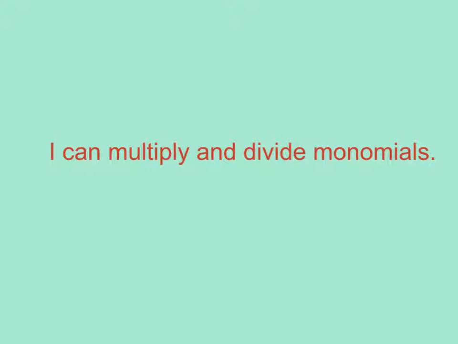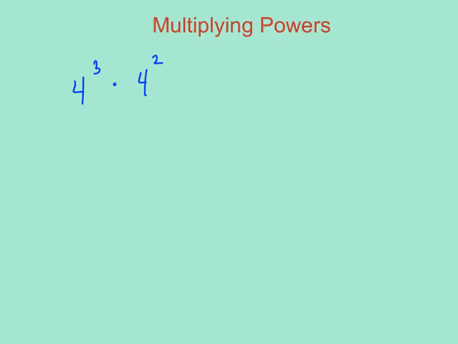Today's learning target is I can multiply and divide monomials. When we have a problem like this, where we see we have 4 to the third power times 4 to the second power, some people make the mistake and they say, well, this is going to be 4 to the sixth power. Okay? Or they might say it's 16 to the sixth power.